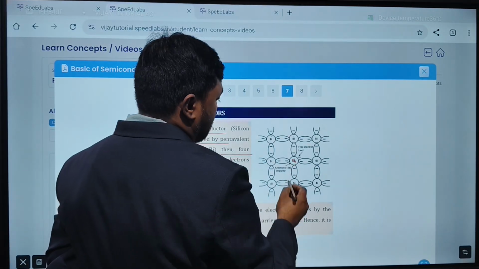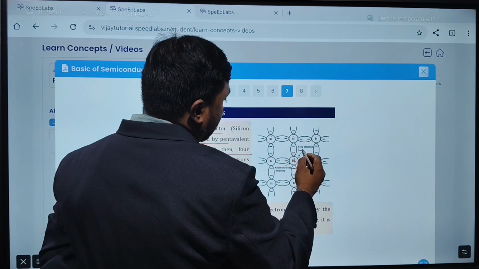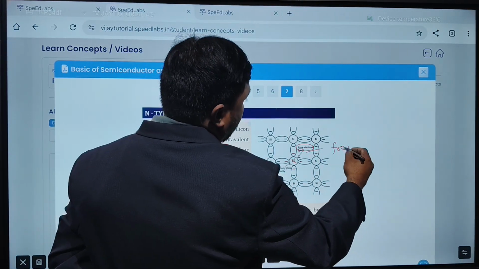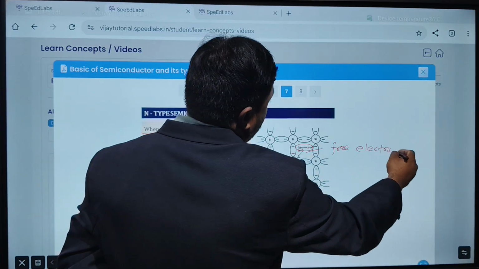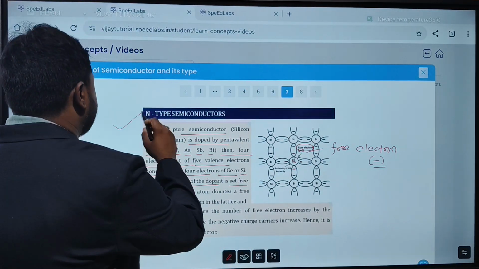Sb has 5 valence electrons. It gives 1 here, 1 here, 1 here, 1 here, and 1 electron will go to the interstitial lattice, that is the free electron. This is treated as a negative charge. That's why it is called an n type semiconductor.